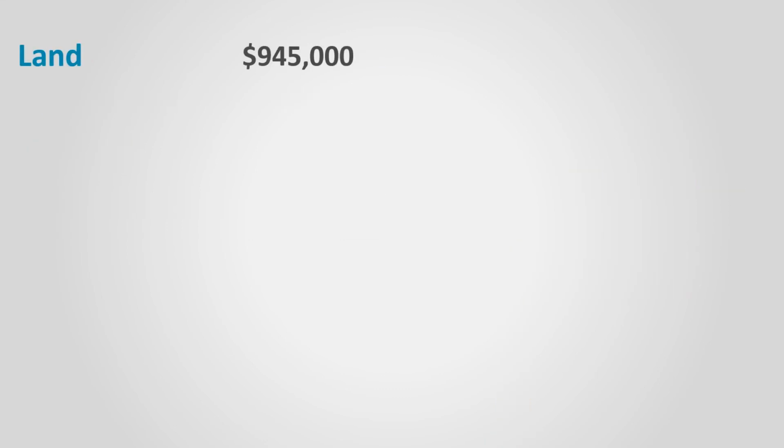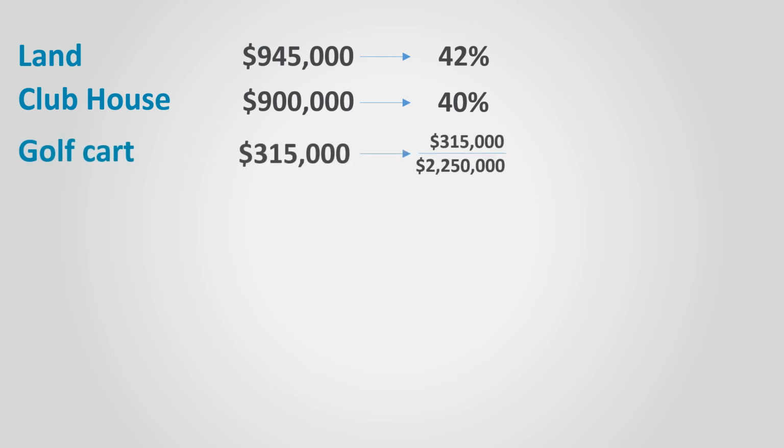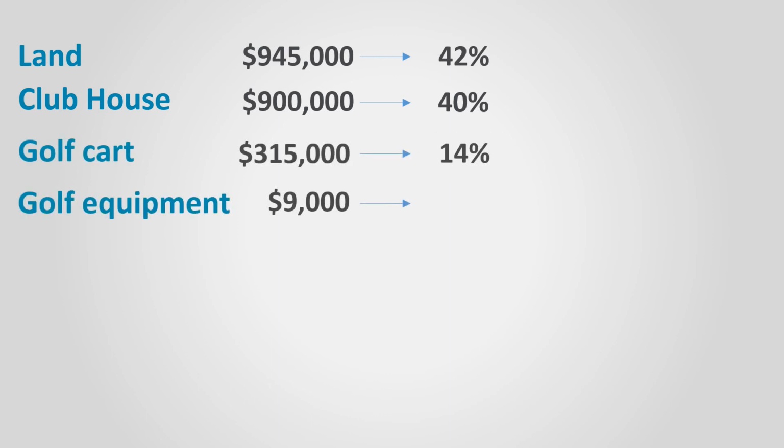To deal with that, we are going to get the relative amount of each asset as follows. For example, to get the relative amount of the land, you would divide its appraised value, which is $945,000, by the total appraised cost for the total asset, which is $2,250,000, to be equal to 42%. The same thing applies to the other assets as follows. For the building, it is 40%. For the golf cart, it is 14%. And for the golf equipment, it is 4%. They should be equal to 100% at the end.